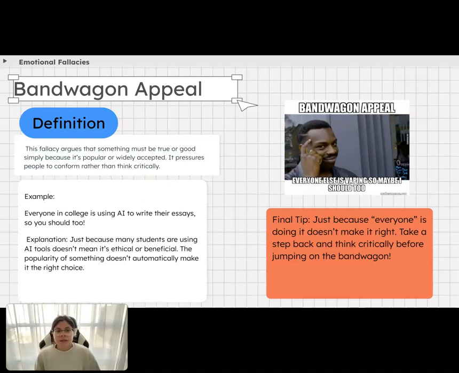The bandwagon appeal fallacy argues that something must be right just because a lot of people believe in it. An example would be, everyone is buying this new diet supplement, so it must be the best one. Just because it's popular doesn't mean it's necessarily true or effective. People used to believe the earth was flat. But again, popularity doesn't equal correctness. Next, we have a little meme right here. Everyone else is vaping, so maybe I should too.